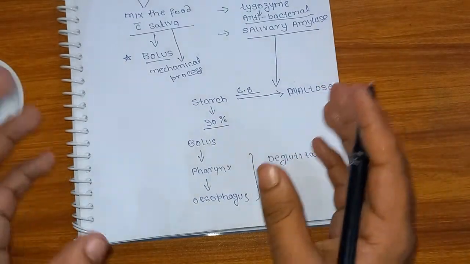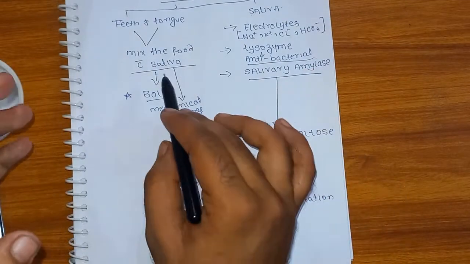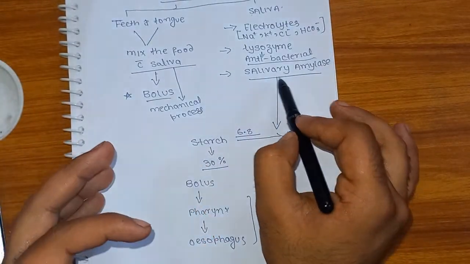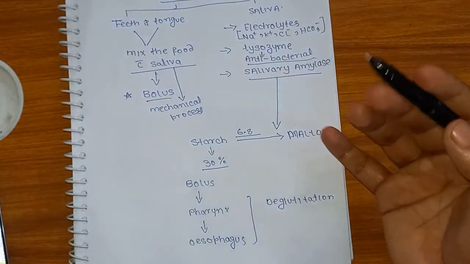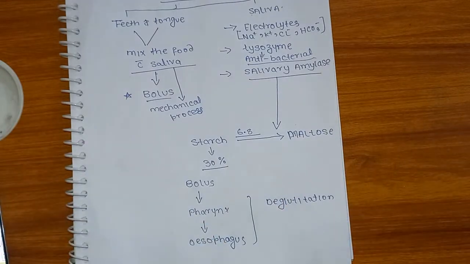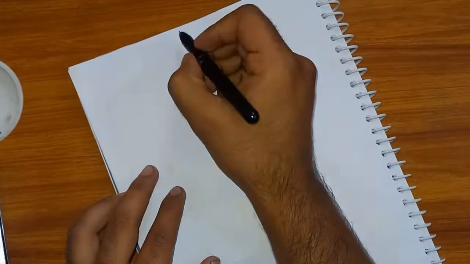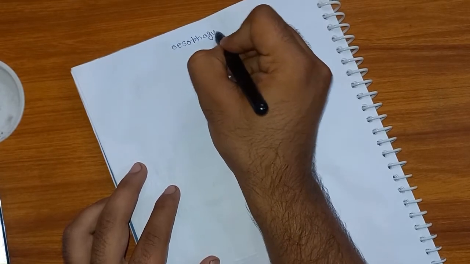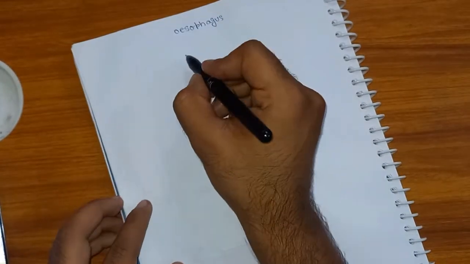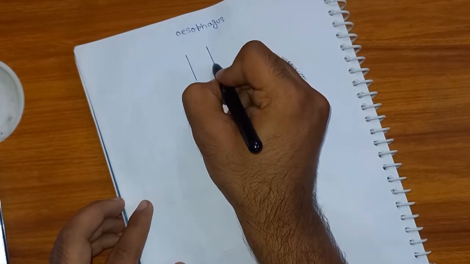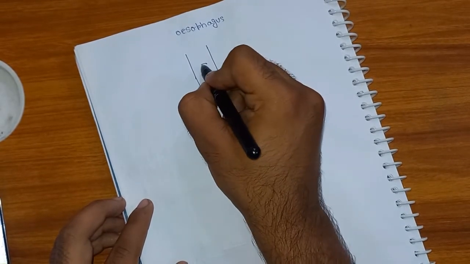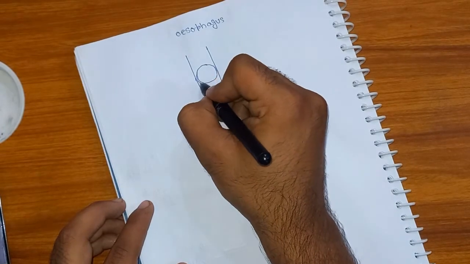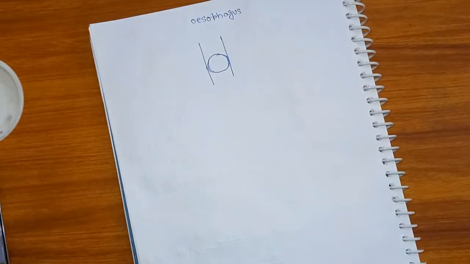So these are the things that can be asked in your NEET exams, like what is the function of teeth and tongue, what is the action of the salivary amylase, at what pH it works, and what percentage of starch gets digested. Now the food has reached the esophagus. Let me draw this esophagus. This is bolus, the mixture of food with the saliva.